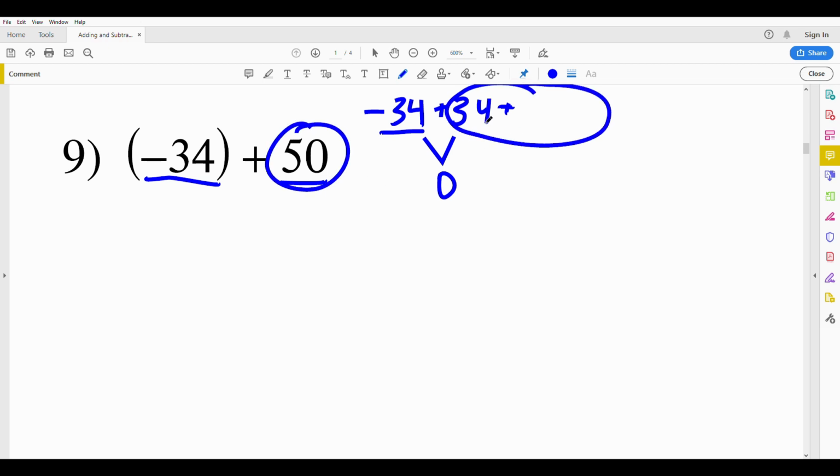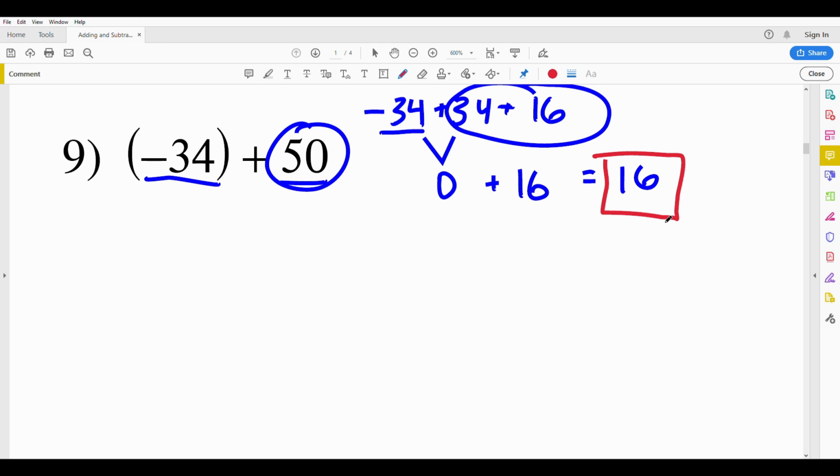And 50 is 34 plus 16. So if we have negative 34 plus 34, we'll get to 0. And then from there, we still have to add that extra 16 so that we really add 50. So 0 plus 16 gives us a positive 16.